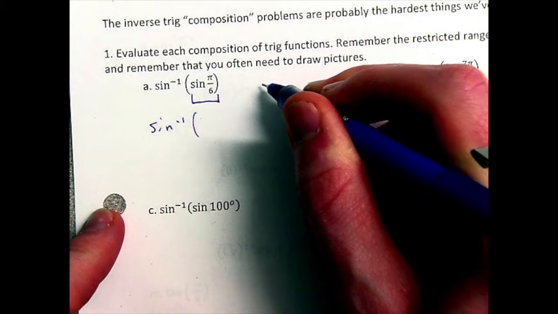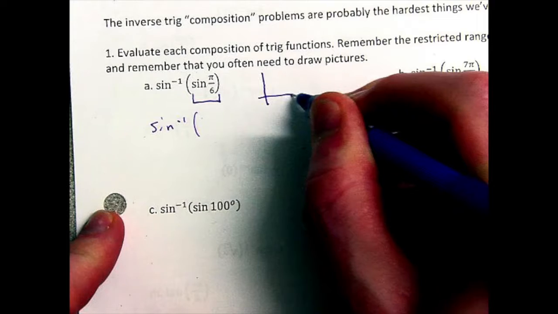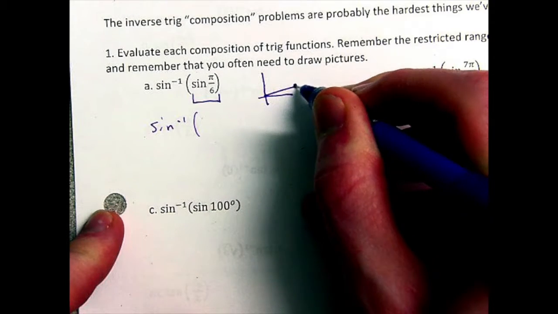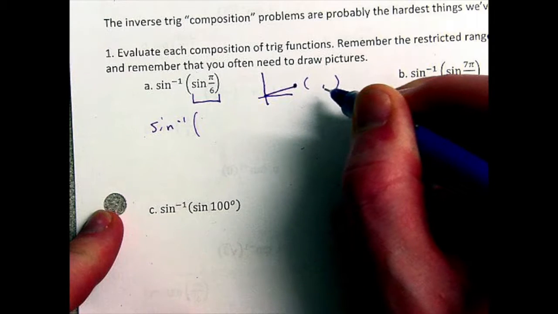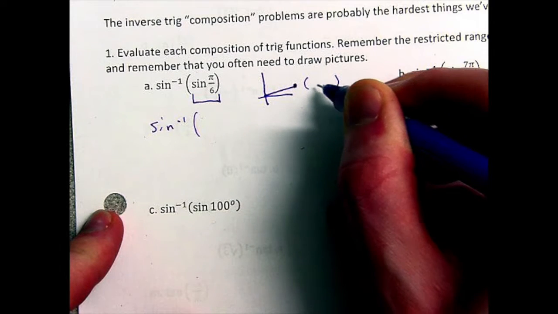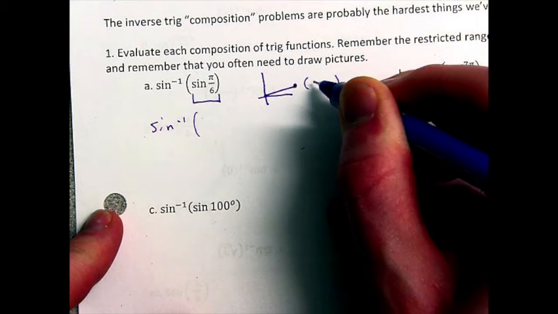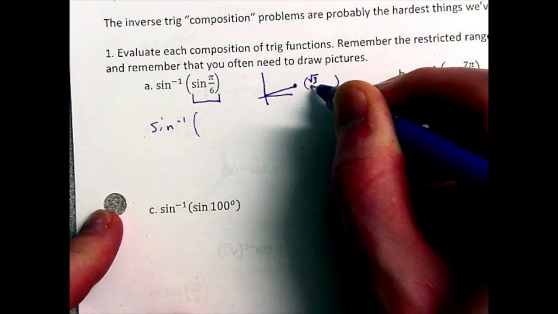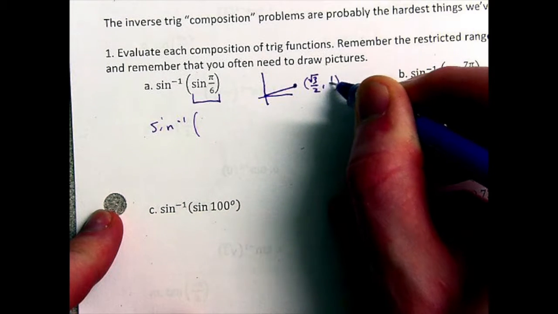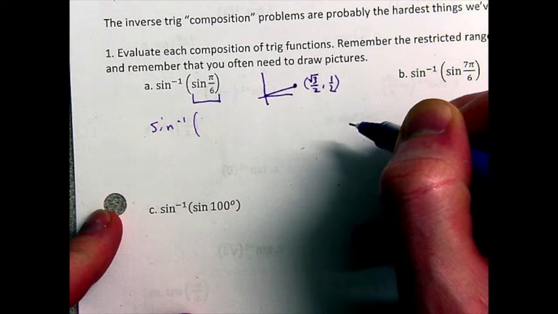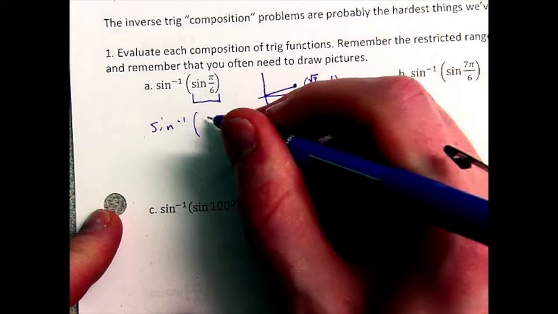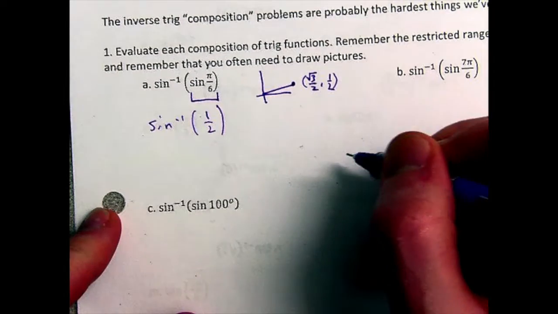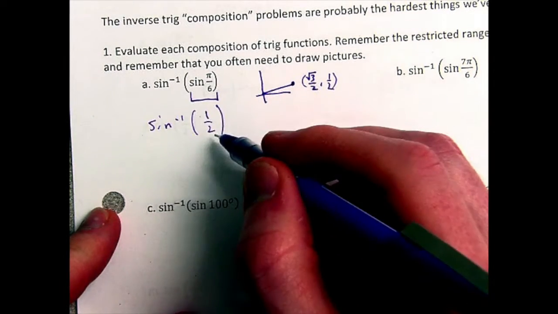What is that? Well, let's see. Pi over 6 is like the small angle. It is more over than it is up, which means that the x-coordinate is larger than the y-coordinate, which means the x-coordinate is root 3 over 2, and the y-coordinate is 1/2. So the sine of pi over 6, the y-coordinate, is 1/2. So this is inverse sine of 1/2. Okay, so I've just replaced sine of pi over 6 with 1/2.